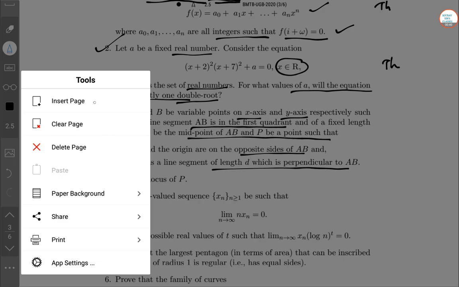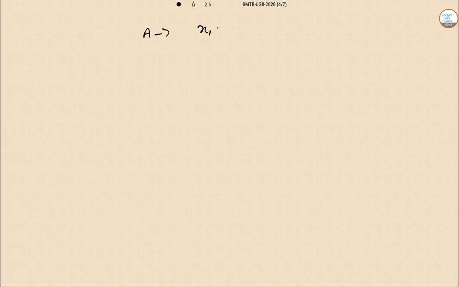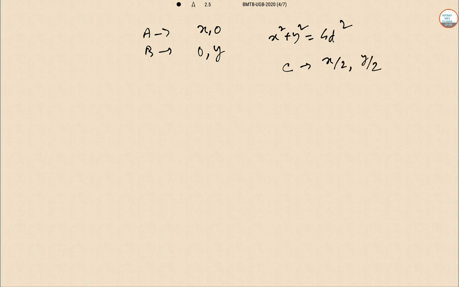Let me add a page. So A has the coordinates, what are the coordinates of the point A? That is x comma 0. Point B is 0 comma y. So x square plus y square equals 4d square. Coordinates of C will be x by 2, y by 2.